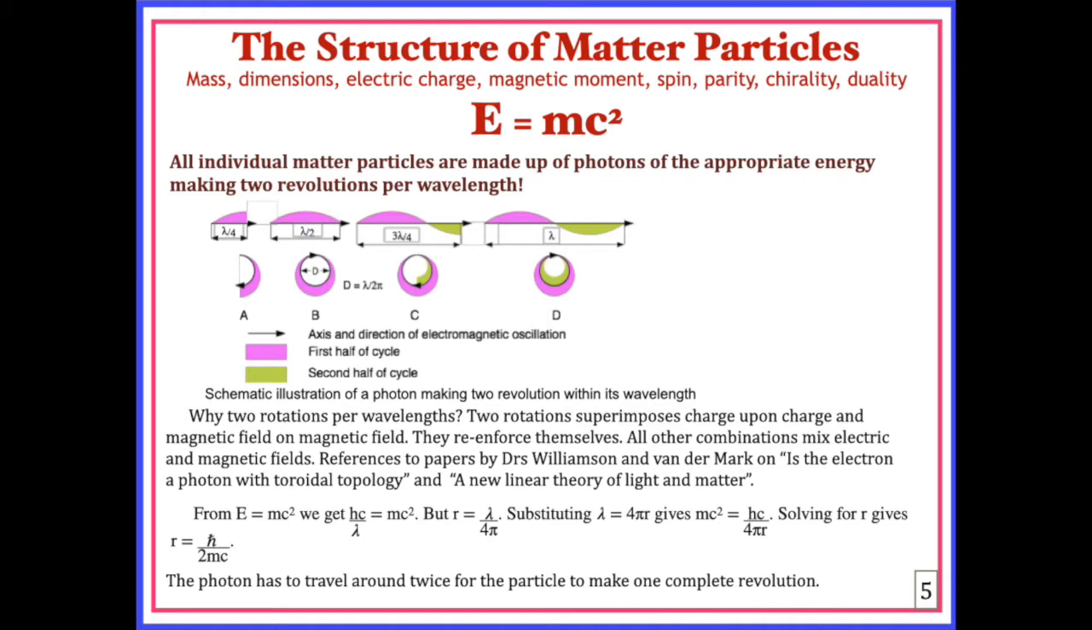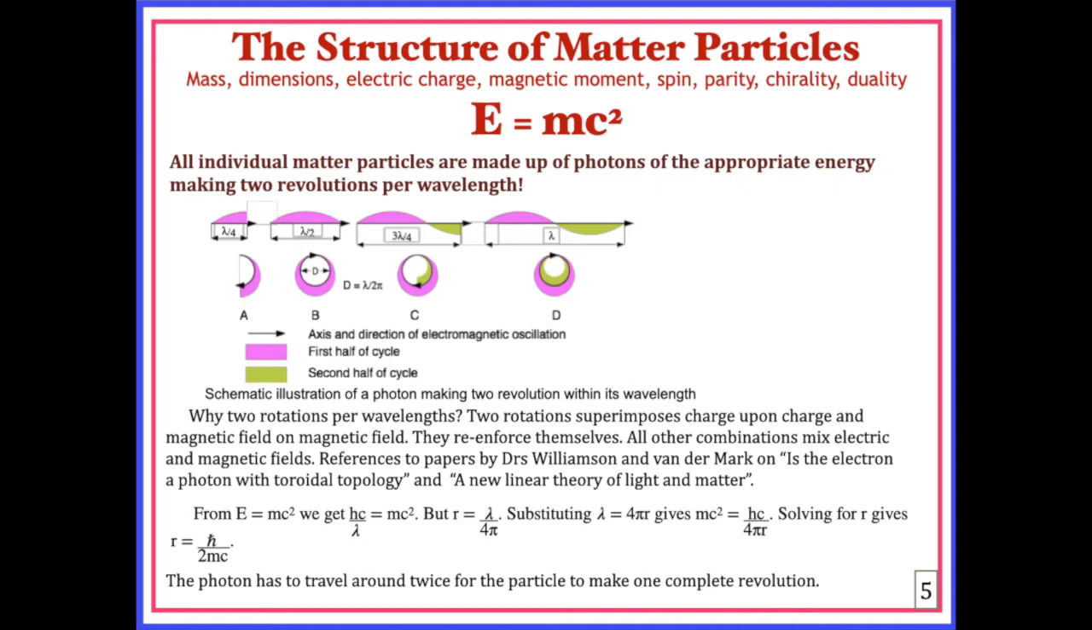Substituting gives mc squared equals hc over 4 pi r. Solving gives r equals h bar over 2 mc. That will be a radius in all particles. That also answers a dilemma mentioned by Stephen Hawking. A half h bar structure had to go around twice to turn round once. That explains why it is so.